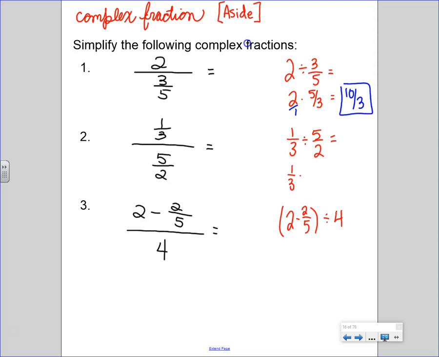Yeah, good. 1/3 times, flip it. That one's even easier, right? That's just going to be 2/15ths. How about number 3?